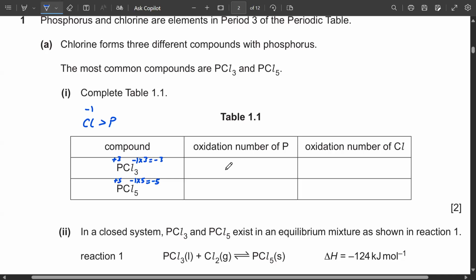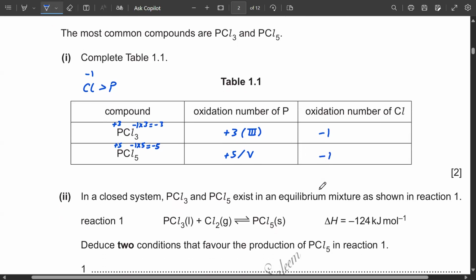So we'll write for phosphorus +3, or you can also write like this. And over here it is +5, or you can also write like this. And then chlorine is -1 for one atom. We have to write the oxidation number for one atom. So it is -1 over here and -1 over here. Both will have the same.